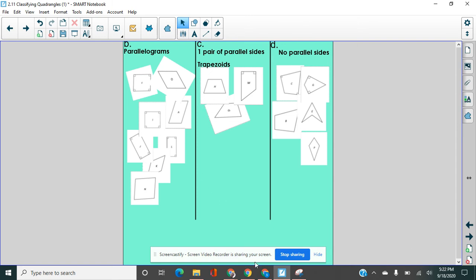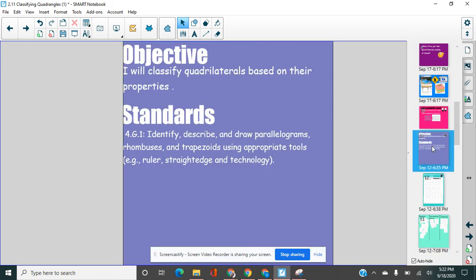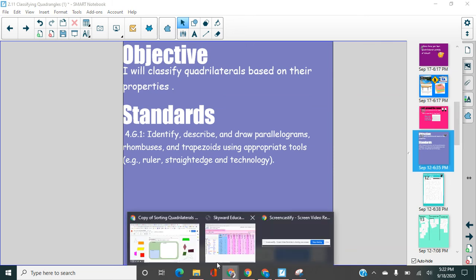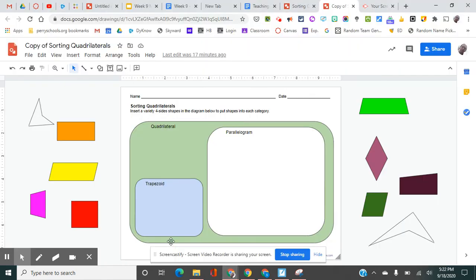All right, so what do you get a chance to do, right? Your goal, let's take a peek at it one more time. You're classifying quadrilaterals based on their properties, right? Which goes with the standard about parallelograms and another one about classifying that's actually not on there. You are headed to this page. You're not working in your math journal today. Okay, you're working on this page. And this page is a very similar activity, right? Just the box is in a different place.